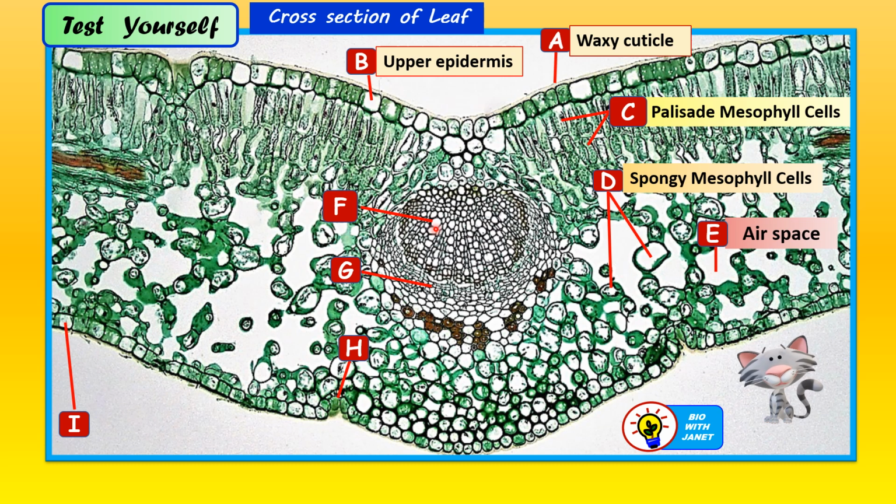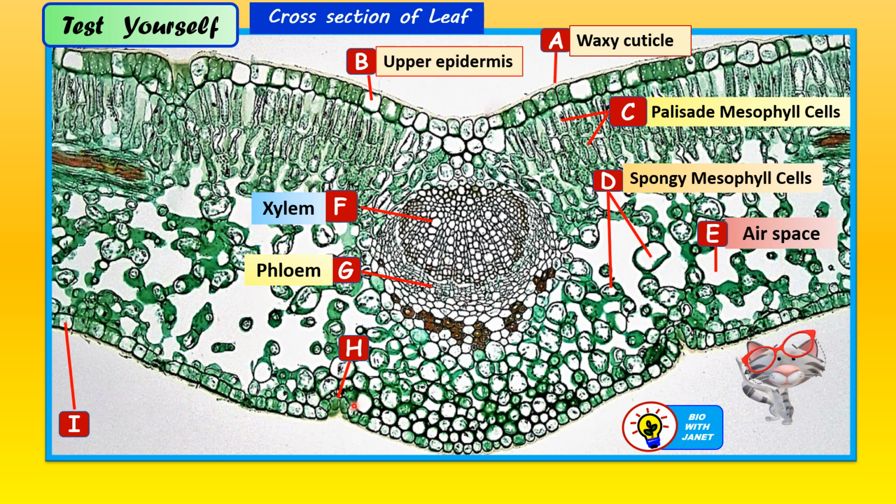And then we come to F. Now you can see that for F, the cells have a thick dark wall surrounding them, and they're actually empty inside, right? So this is the xylem tissue, with the xylem vessels seen here in cross section. And G is the phloem tissue. So the xylem is on top and the phloem is below, right here.